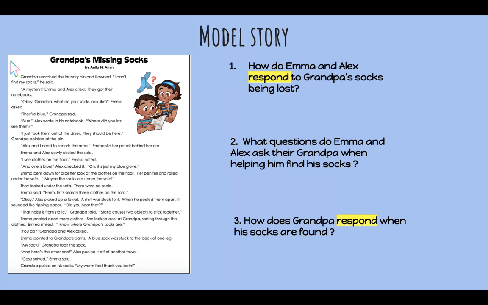Emma and Alex slowly circled the sofa. "I see clothes on the floor," Emma noted, "and one is blue." Alex checked it. "Oh, it's just my blue glove." Emma bent down for a better look at the clothes on the floor. Her pen fell and rolled under the sofa. "Maybe the socks are under the sofa." They looked under the sofa. There were no socks.